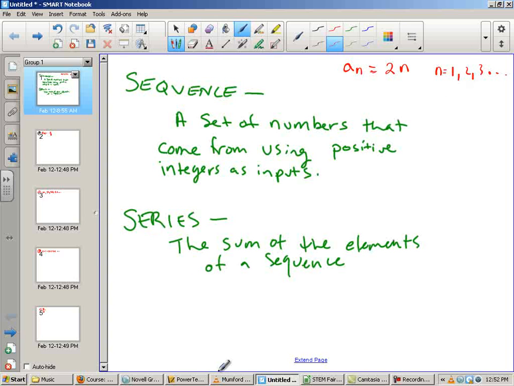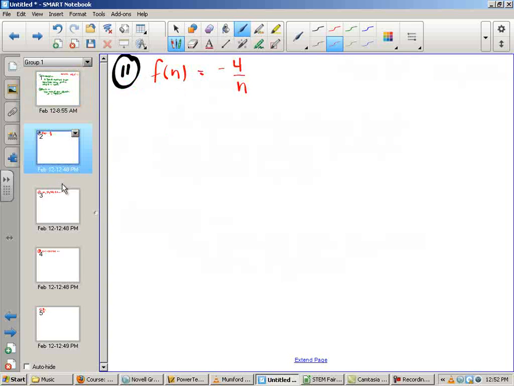A series is just the sum of those elements or those pieces in the sequence. If I take and I add up the first 5 terms, that would be a series. So we're going to look at 2 different types of problems. Well, I guess there's 4 types of problems, but there's a sequence versus a series.